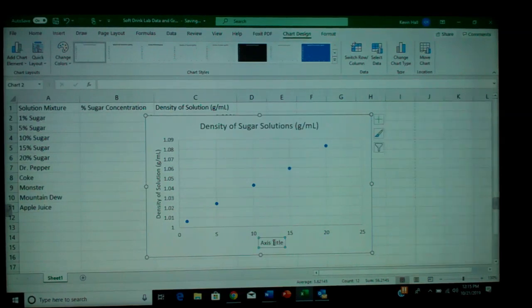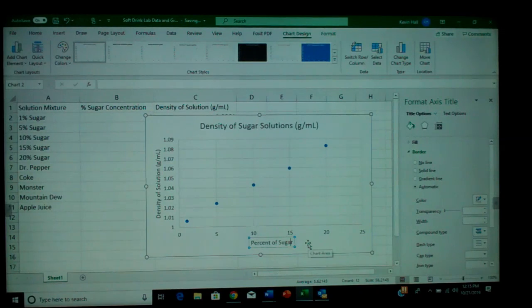And then in here, we're going to call this x-axis. What's the x-axis going to be called? Percentage of sugar concentration. Or you can just call it percent of sugar. If you put percent of sugar concentration, it's totally fine. I'm just going to put percent sugar. And if you're really a big neat freak, you can put your percentage in there as your units. If that makes you feel better in your life.